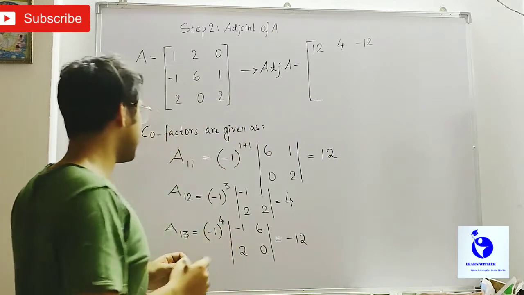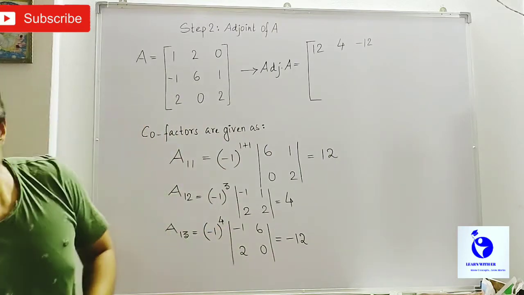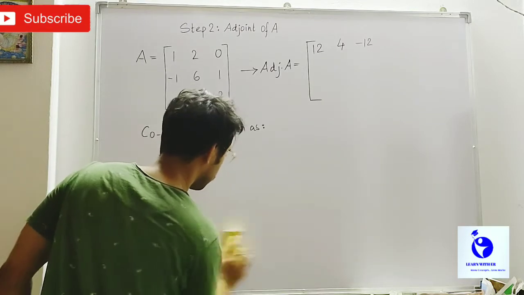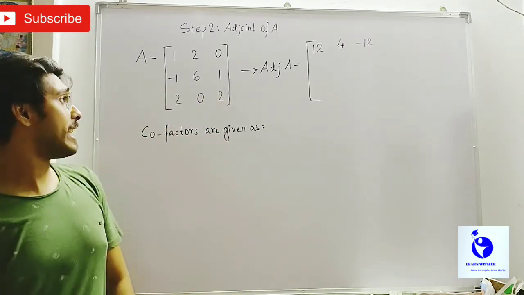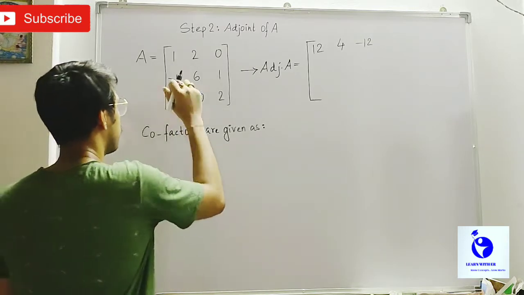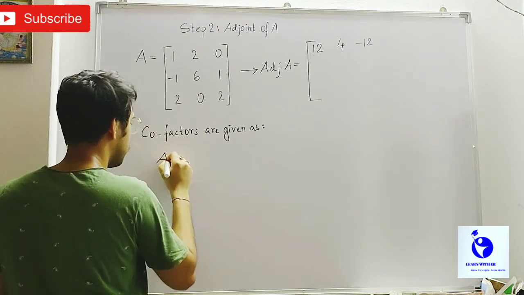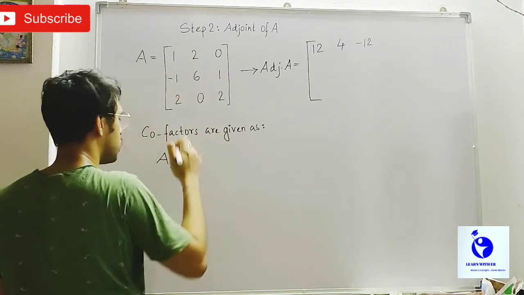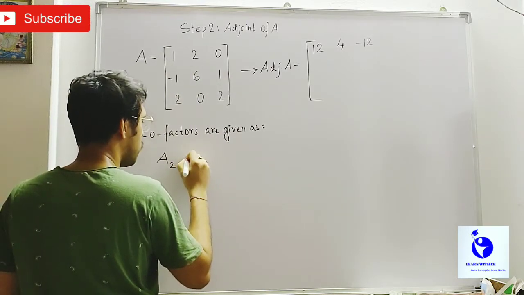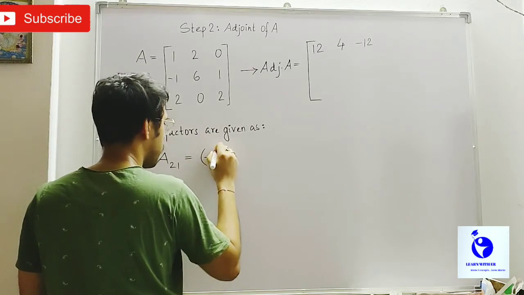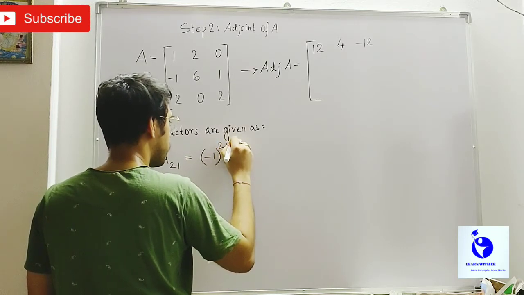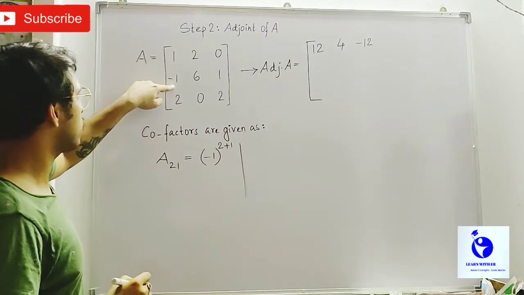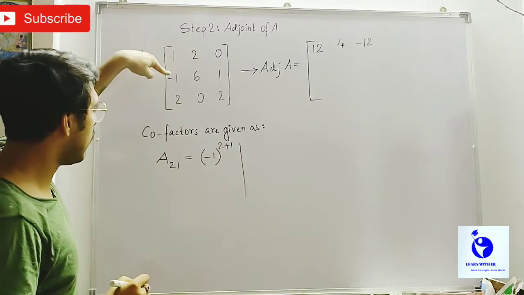And minus 12 I found out for the third element in the first row, so I will write minus 12. Okay, let us go with the next 3. So the next 3 will be, we will start off with this one. So the address of this will be, so this is on the second row, so 2, and on the first column, so 1. So the formula will be minus 1 to the power of 2 plus 1, and the minor of this one. So minor of this one will be, you need to cancel this one and this one.